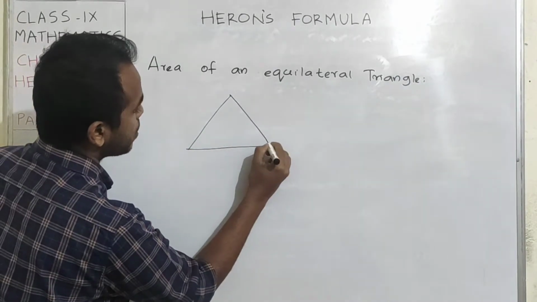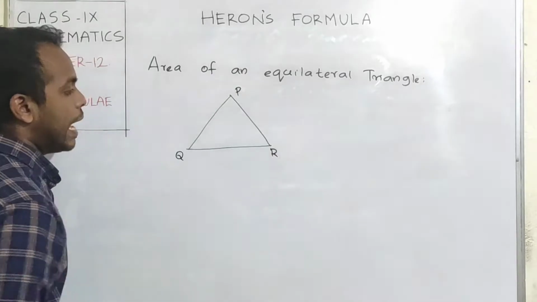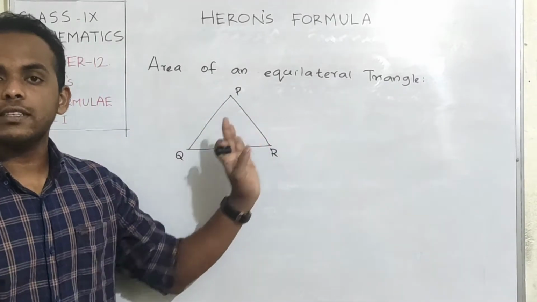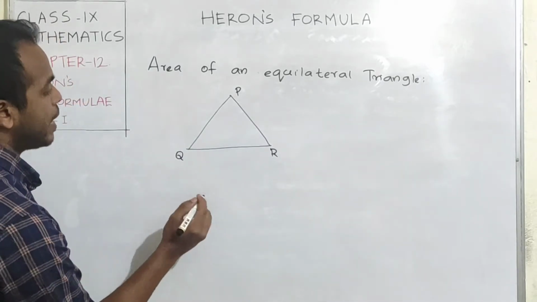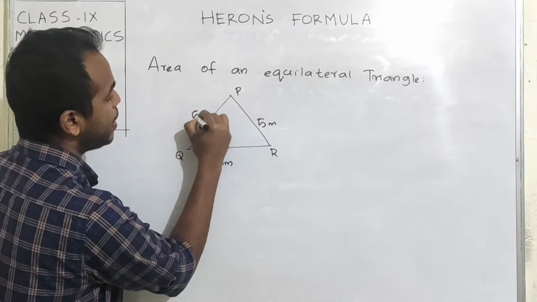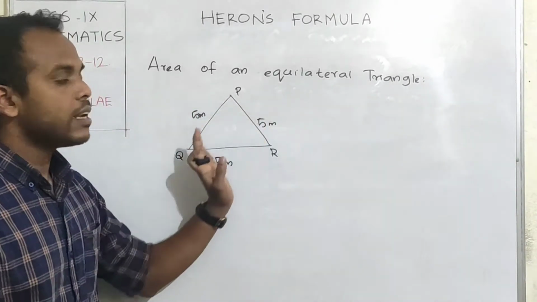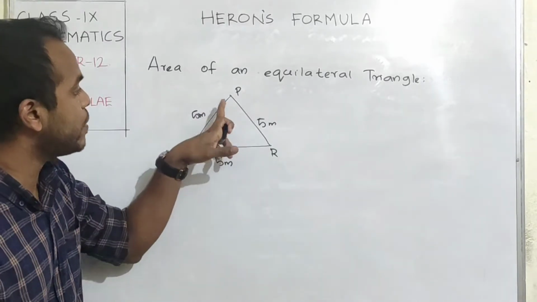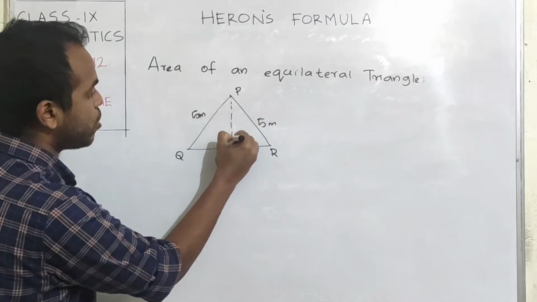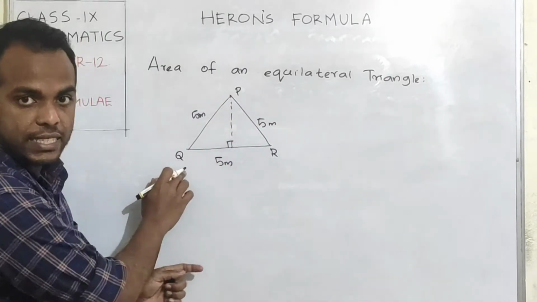Suppose this is the triangle being given to you. Let it be PQR, and it's already said if the triangle PQR is an equilateral triangle, all the sides will have equal length. Say some 5 meter each. So all the sides will be 5 meters. Now we cannot use the equation area is equal to half BH unless we have the height of this triangle. One way is to find or draw a perpendicular. Then this QR will be bisected.